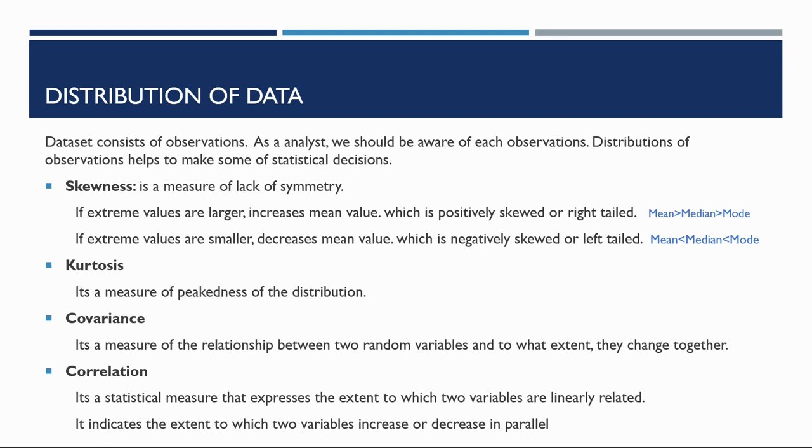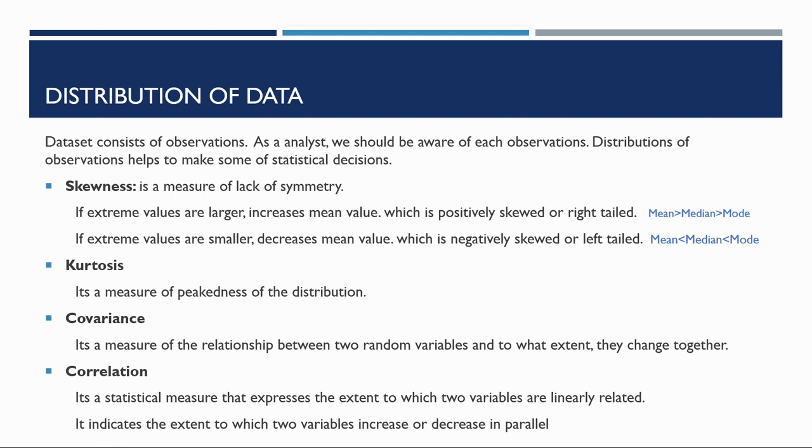Let's say we plot one of the observations and the maximum values are spread out to one particular side or region, whether it is the right side or left side. So that observation will have a skewness. It may be positive or negative. If the extreme values are larger and increase the mean value, it is called positively skewed or right tailed, meaning the right side will have more larger values.